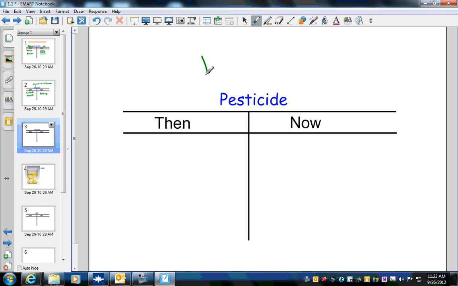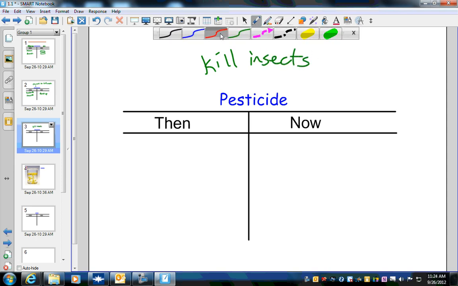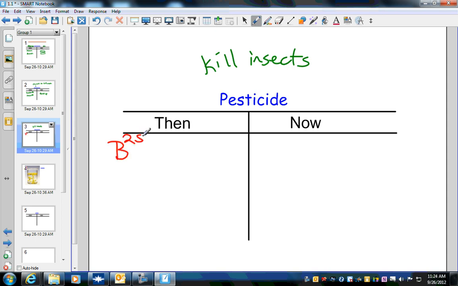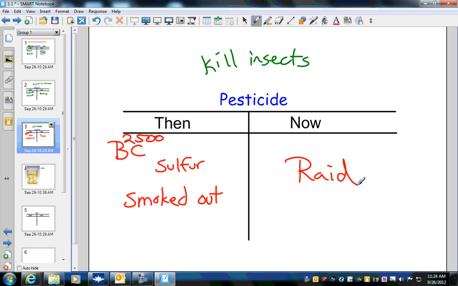Pesticides, now this is to kill insects. Right, if we're killing insects, now interesting fact, around 2500 BC, sulfur compounds were actually used to kill insects, but when we look at 100 years ago, it was usually controlled fires, and insects would be smoked out of an area using a controlled fire in the middle of a farmer's field. Nowadays, we are using, again, chemical sprays. You've probably heard of things such as Raid and whatnot in order to kill the insects.